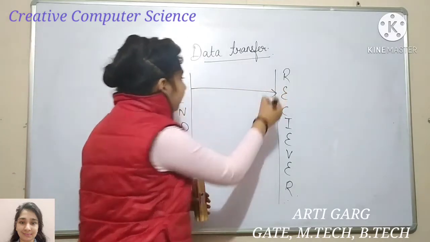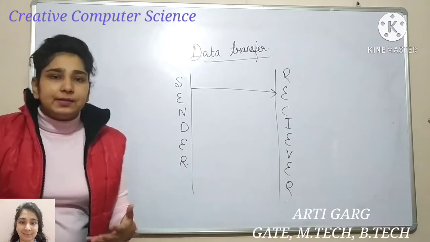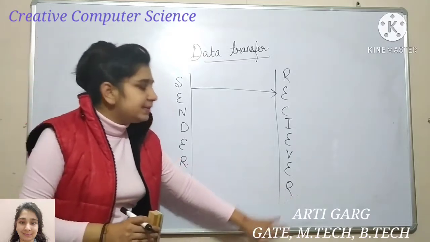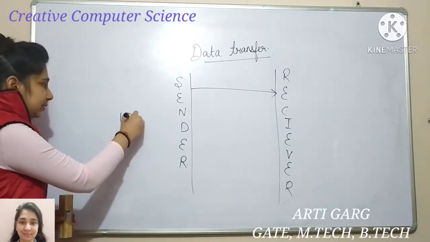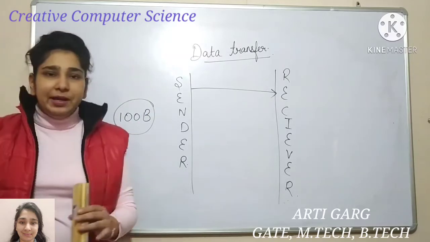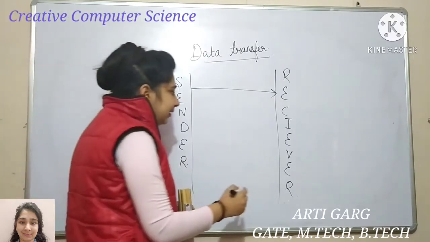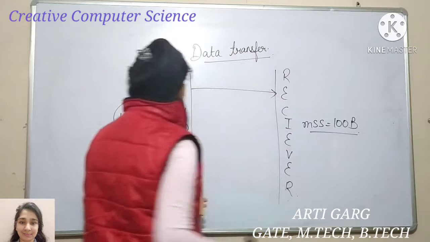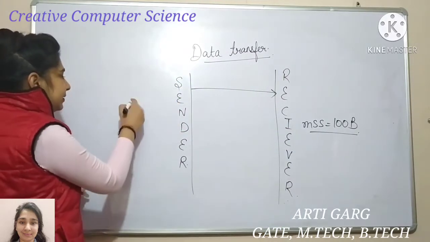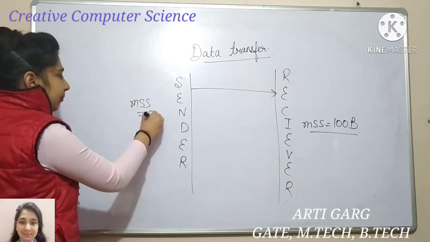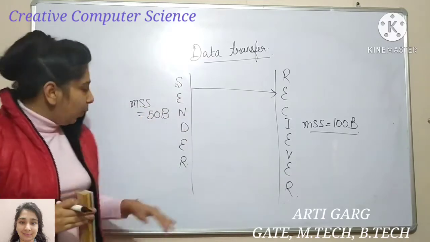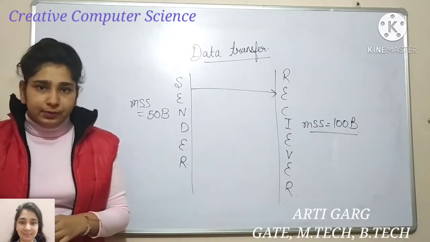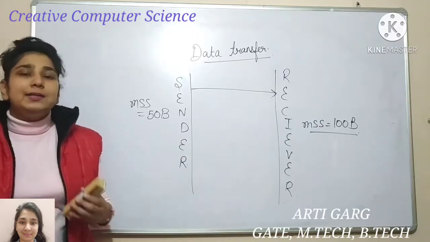Okay, in the connection establishment phase, we discussed that the receiver's maximum segment size is 100 bytes and the maximum segment size of the sender is 50 bytes. Okay, and the sender wants to send data from sequence number 150 to 500. Okay, so initially what is the sender doing?